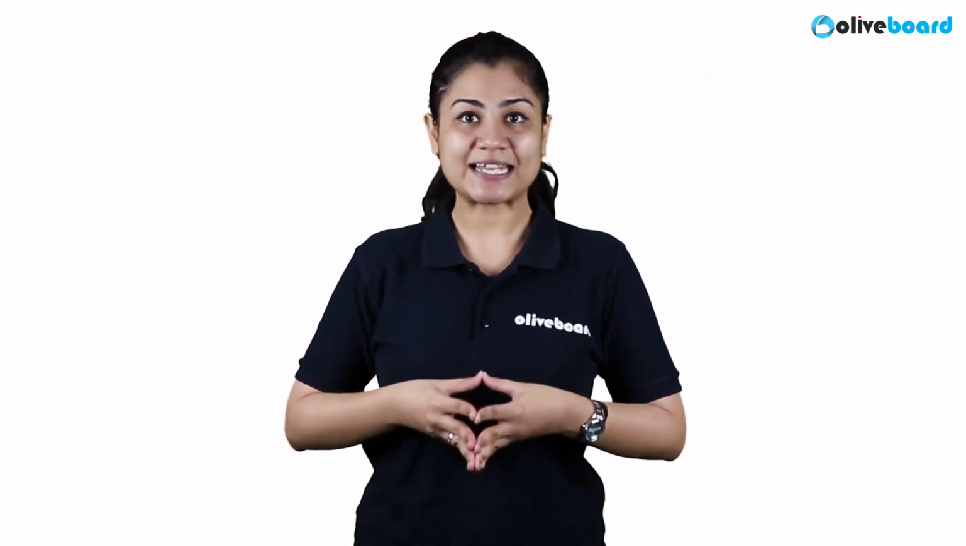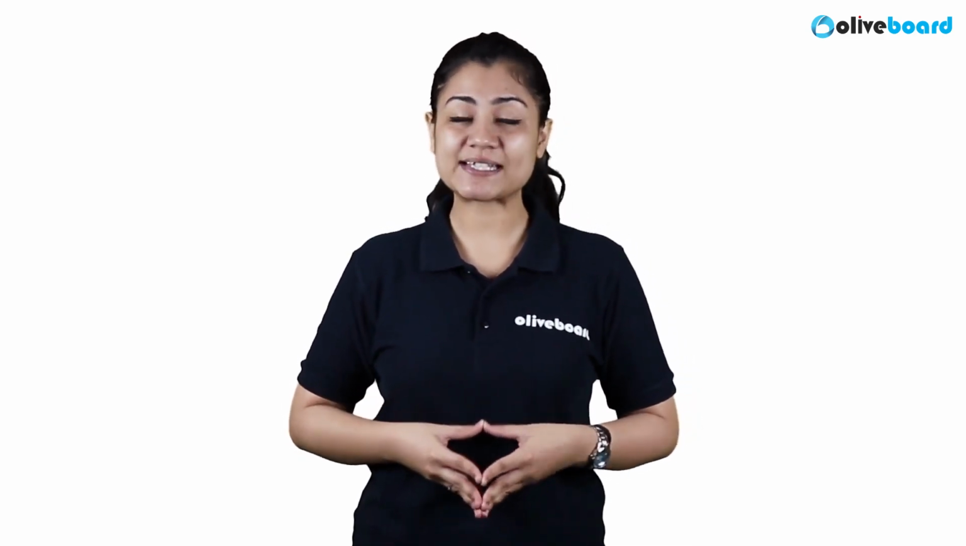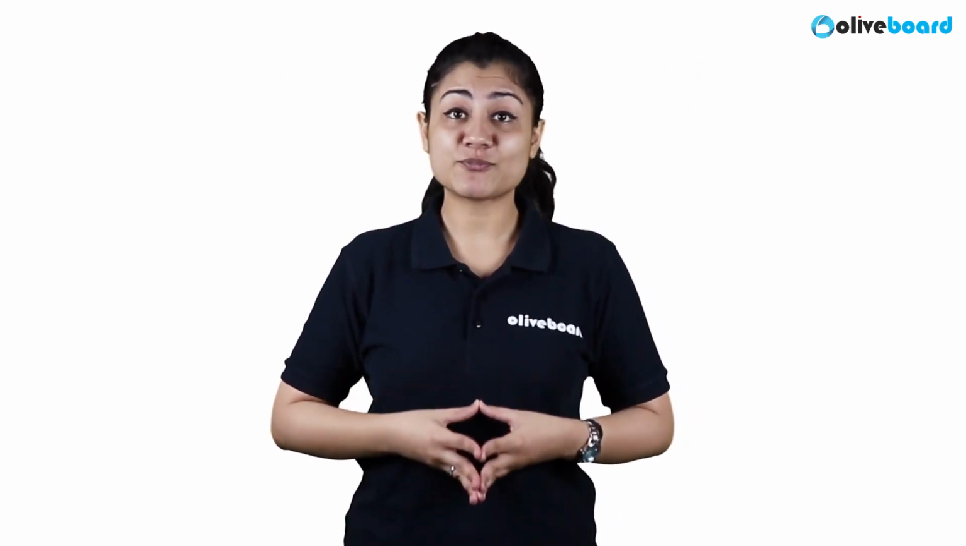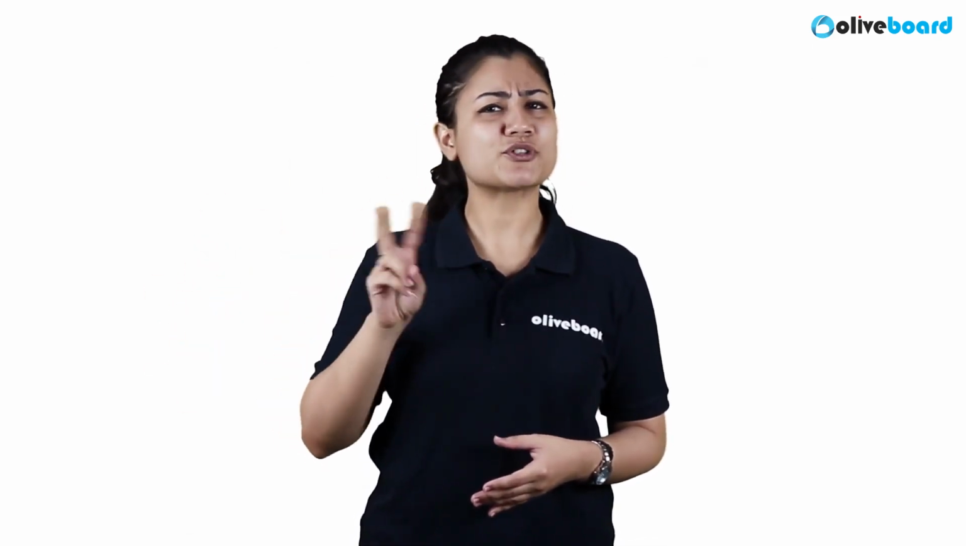regarding transitive and intransitive verbs. So we have all learned about active and passive voice in our previous videos. Let me quickly recap that for you. Active voice is one where the subject is performing an action on the object, whereas passive voice is the one where the action is being performed on the subject. So the position of the subject and the object changes.